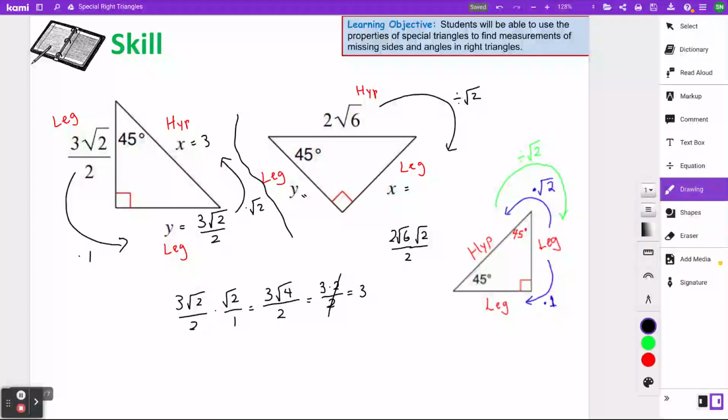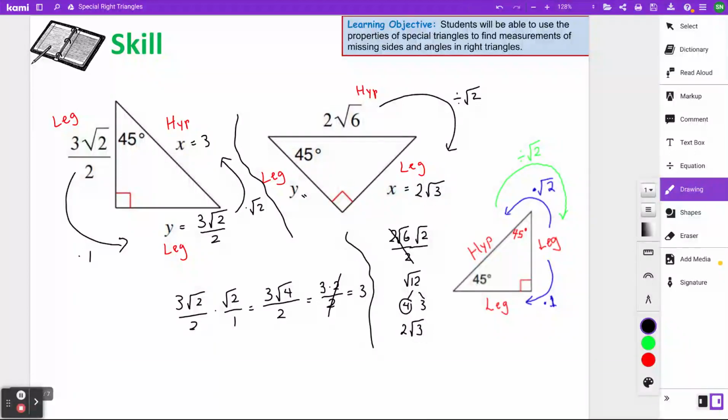Then we need to simplify. These 2's cancel out because 2 divided by 2 is 1. Then we do 6 times 2 is 12, both inside the radical, so the square root of 12. We need to simplify this. 4 times 3 is 12. 4 is a perfect square, which gives us square root of 4 is 2. The 3 stays inside. Therefore, the leg would be 2 square root of 3.